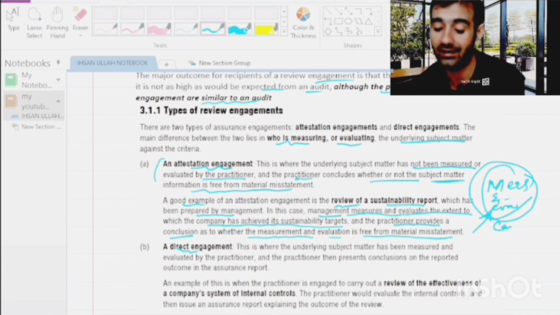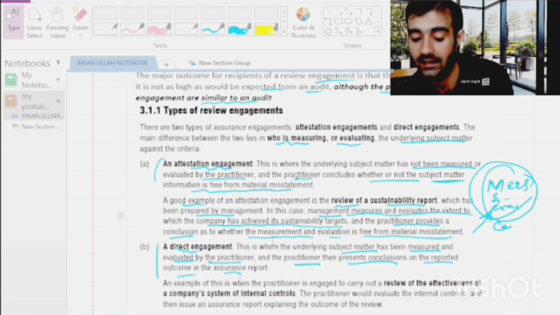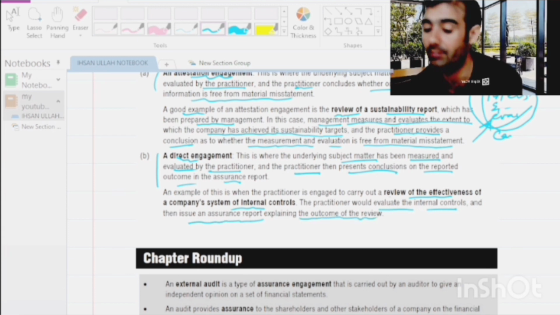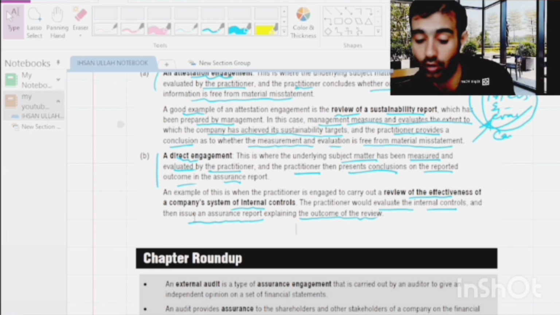On the other hand, we have direct engagement, where the underlying subject matter has been measured and evaluated by the practitioner. The practitioner does both things, measures and evaluates, and then presents the conclusion on the reported outcomes in the assurance report. An example is when the practitioner is engaged to review the effectiveness of the company's system of internal controls. The practitioner would evaluate internal controls, then issue an assurance report explaining the outcome of the review. So these are the two types of review engagement.